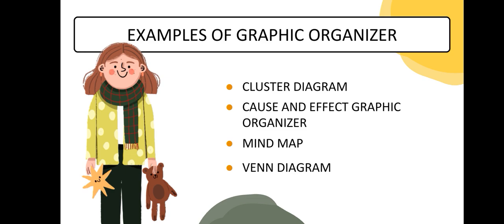Next is the mind map. So a mind map is used to visually organize information into a hierarchy, showing the relationship among pieces of the whole. And lastly is the Venn diagram. So in this part, it illustrates the relationship between two or more data sets.